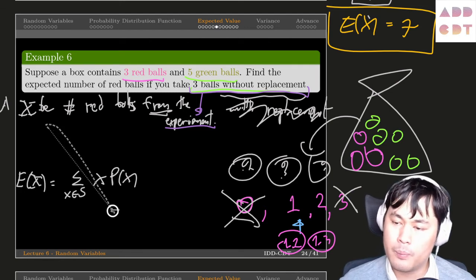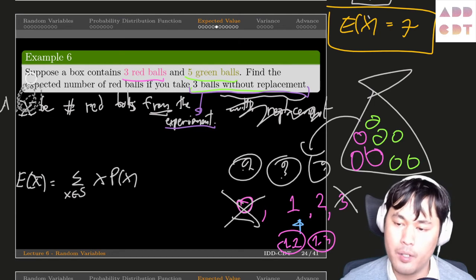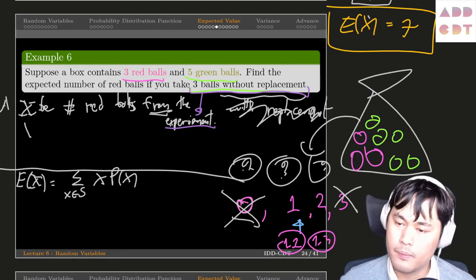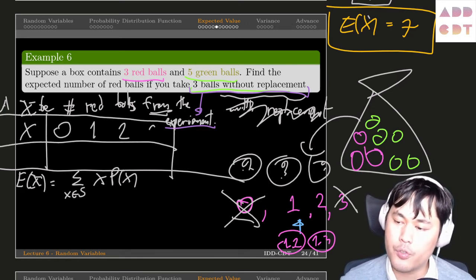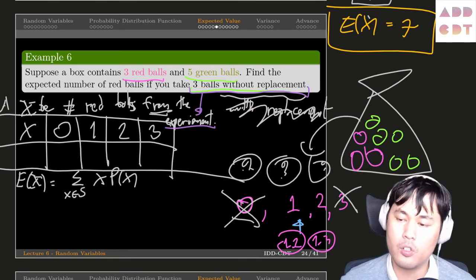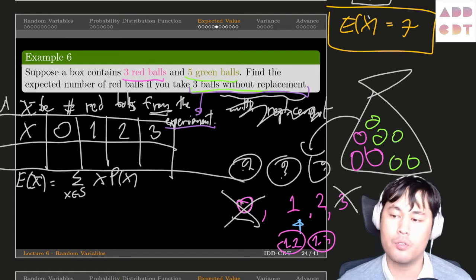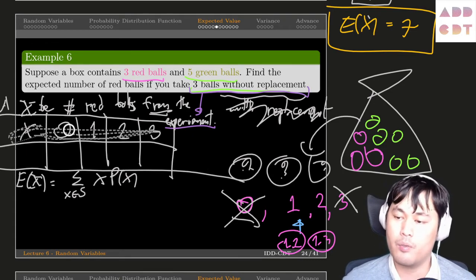And then, first, what are the possible values of X? Maybe a table there. It is 0, 1, 2, or 3. You could get 0 red balls, you could get 1 red ball, 2 red balls, or 3 red balls. And so these are all the possible values.